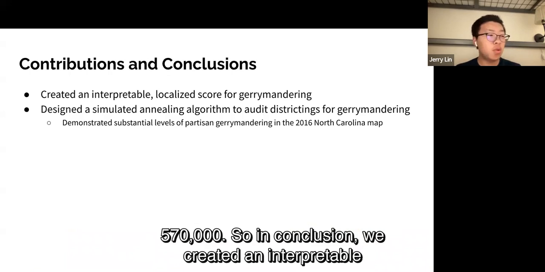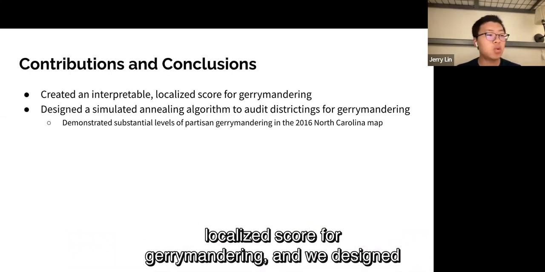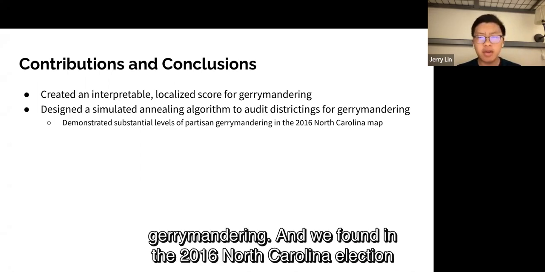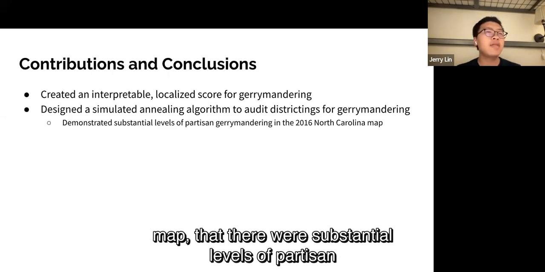So in conclusion, we created an interpretable localized score for gerrymandering. Then we designed a simulated annealing algorithm to audit districtings for gerrymandering. And we found in the 2016 North Carolina election map that there were substantial levels of partisan gerrymandering.